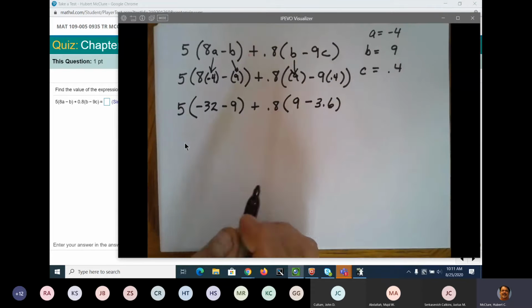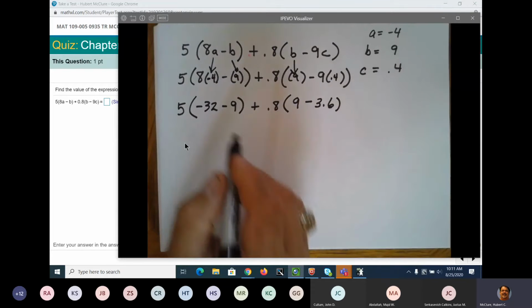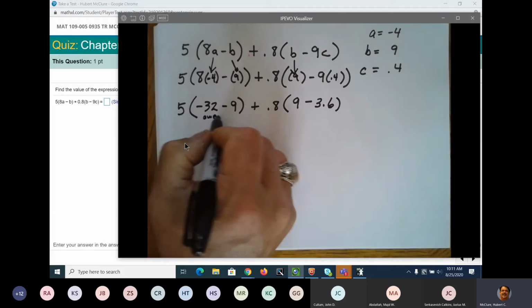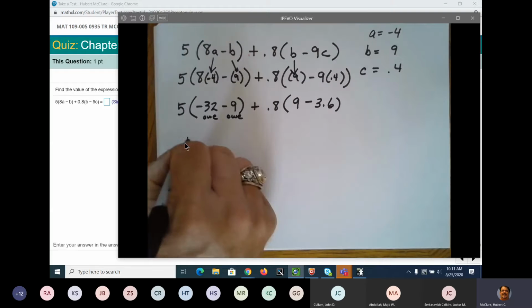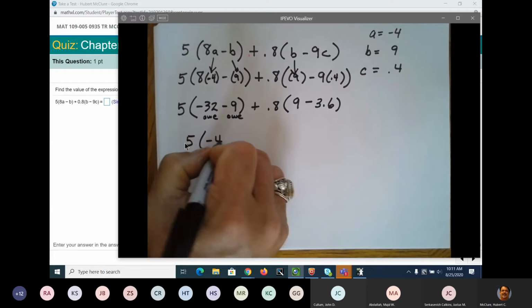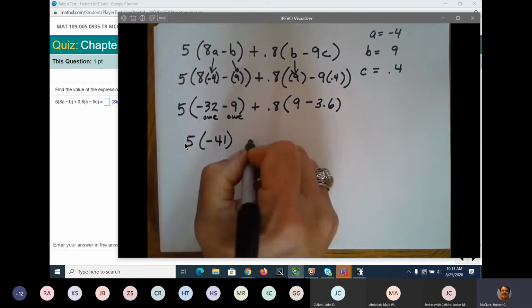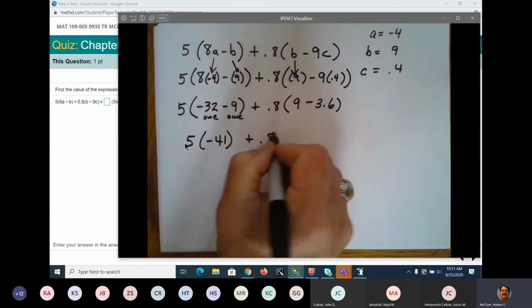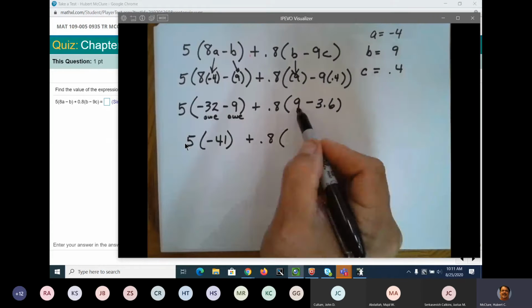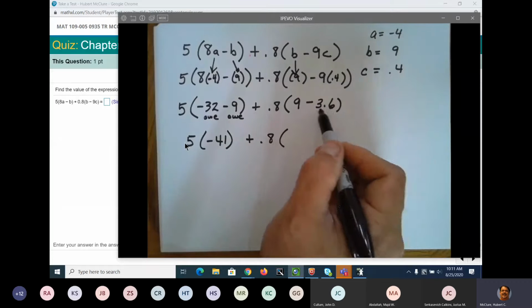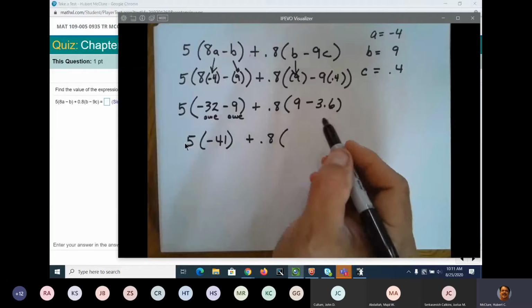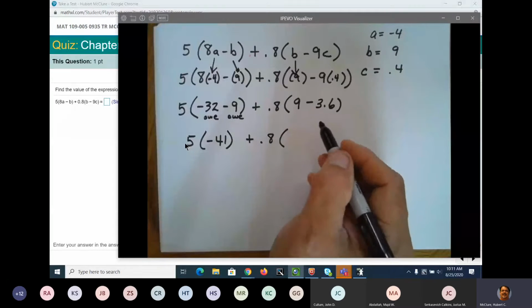It's a miracle. All right, so you owe $32 and you owe $9. That means you owe $41 plus 0.8 times, well, 9 minus 3.6 is 5.4.